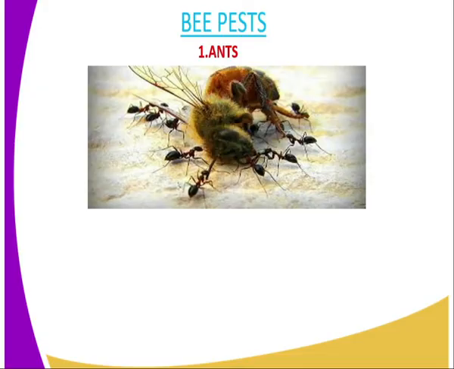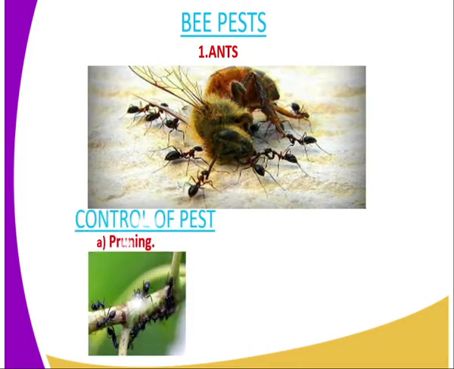There are several pests that normally attack the bees in the farm, and we have the first one as ant. Ants normally kill the bees and also contaminate the honey, and you should control them through the following method. You can prune the branches that touch the beehive, because these branches provide the path through which the ants will follow until they reach where the beehive is.